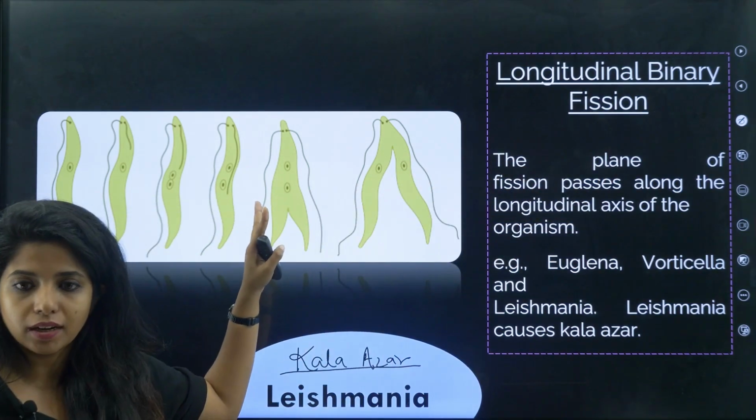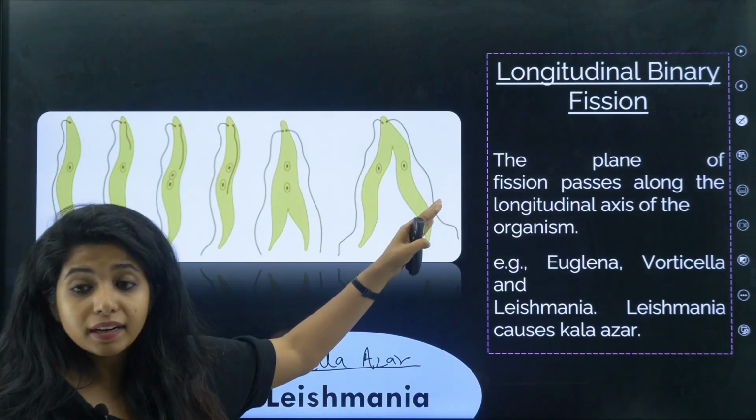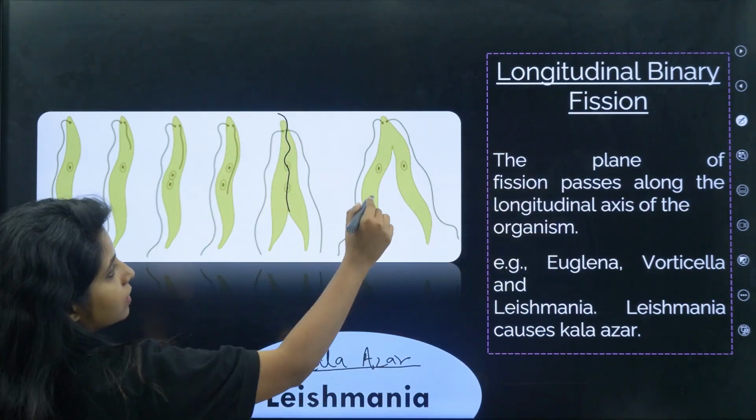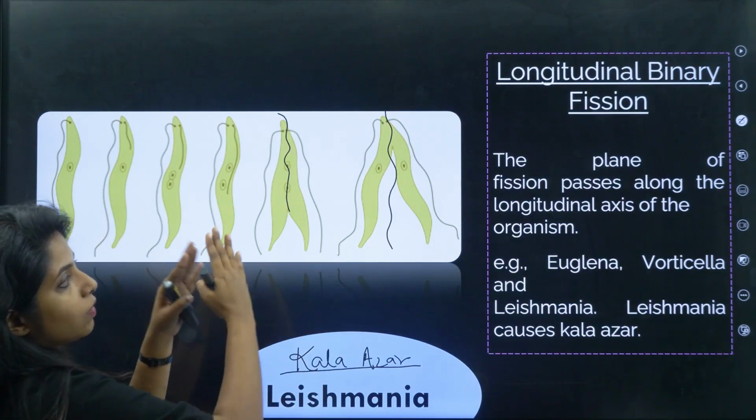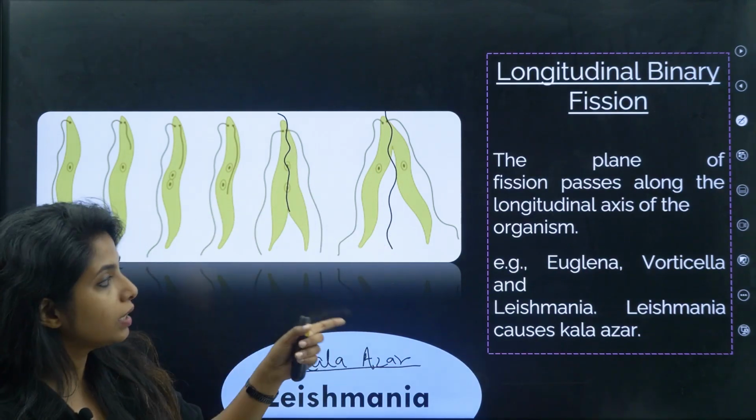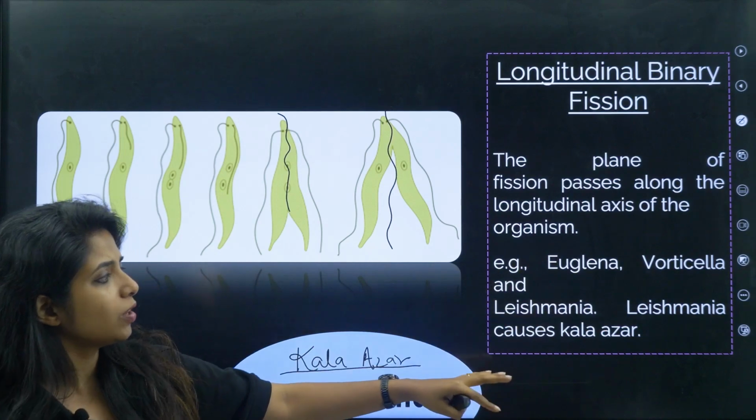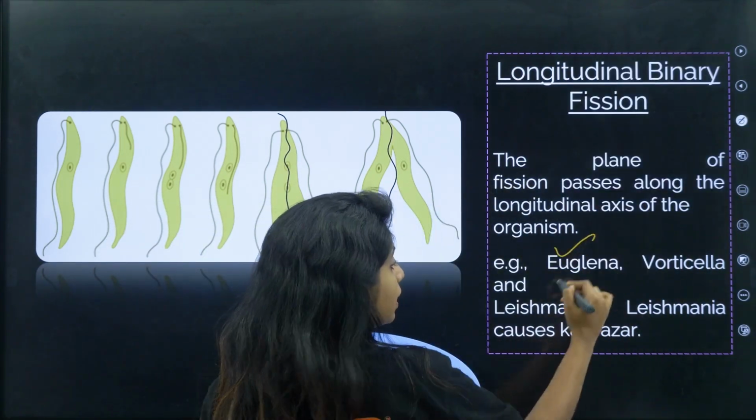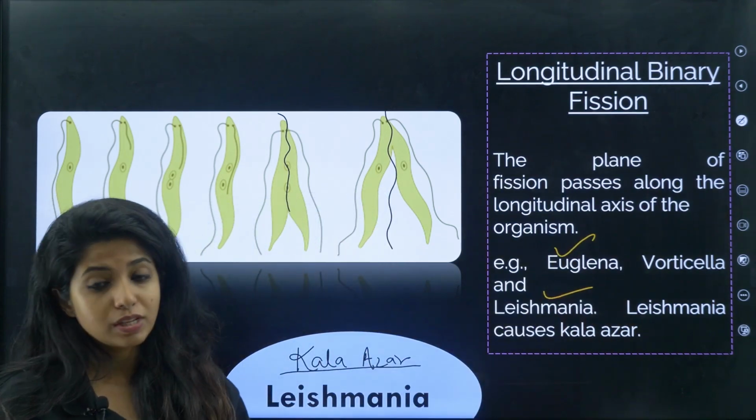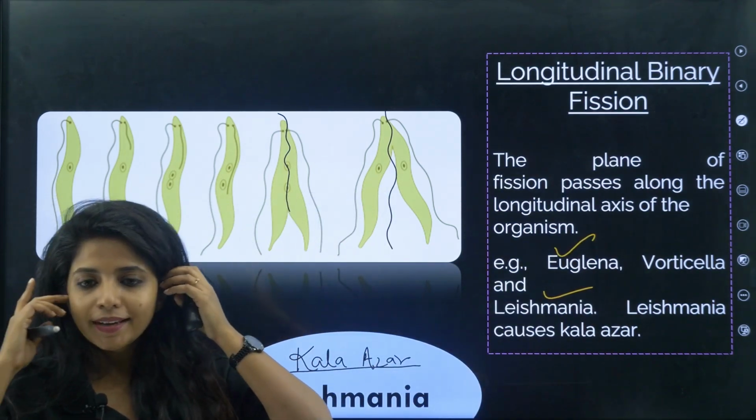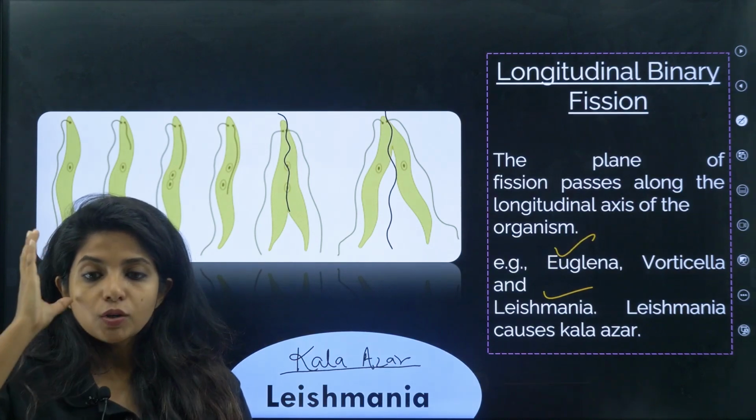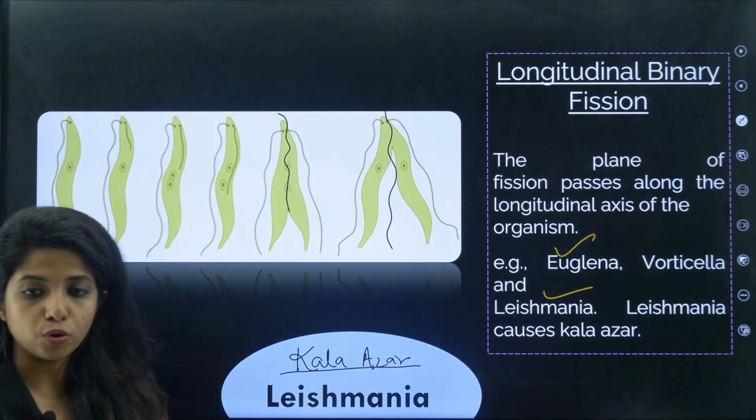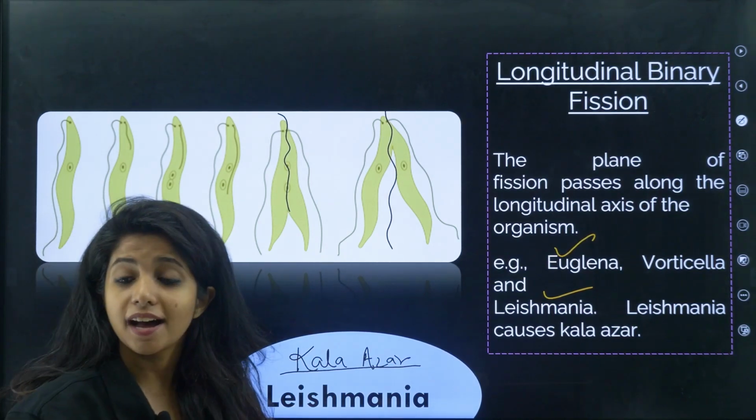Here also binary fission is done, the organism is divided into two, but it is done through the longitudinal axis. It is going to get cut like this, along the longitudinal axis, and now there will be two separate organisms. Euglena is also an example, Vorticella is also an example, but if you can remember Euglena and Leishmania, it will be really good, because Leishmania obviously cannot be forgotten, this came in the previous year also. So this is longitudinal fission, a binary fission shown by Leishmania that causes Kala Azar.